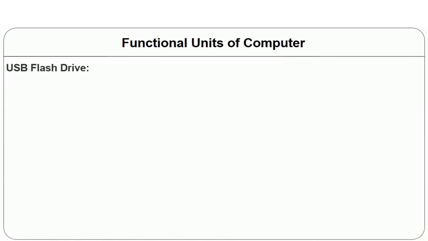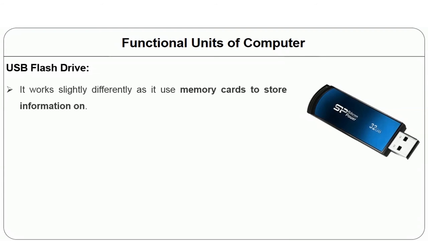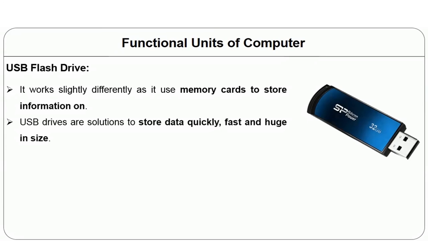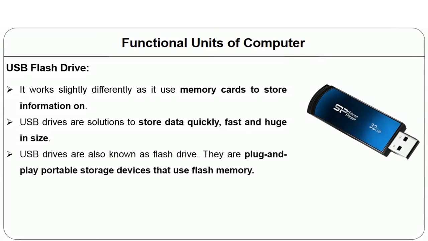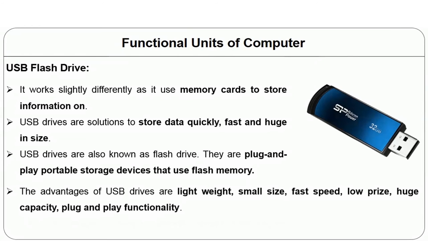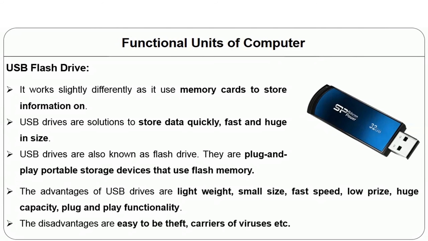USB flash drive. It works slightly differently as it uses memory cards to store information. USB drives are solutions to store data quickly, fast, and huge in size. USB drives are also known as flash drives. They are plug-and-play portable storage devices that use flash memory. The advantages of USB drives are lightweight, small size, fast speed, low price, huge capacity, and plug-and-play functionality. The disadvantages are that they are easy to be stolen, carriers of viruses, etc.